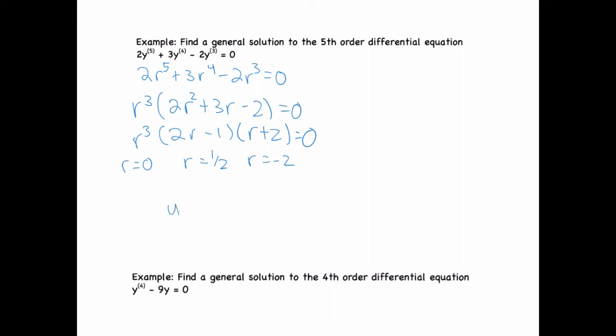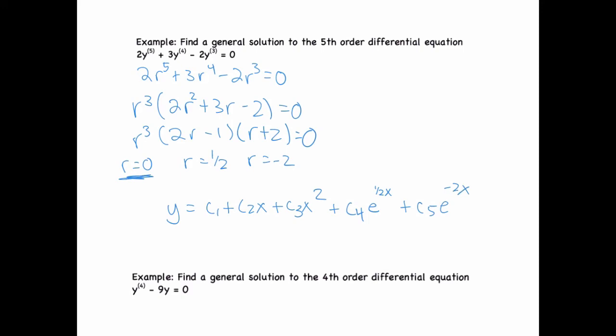So when I'm writing that solution out, from the r equals 0 with multiplicity 3 part, I'd have c1 plus c2x plus c3x squared. Now technically, those are all multiplied by e to the 0x, but like I talked about in that first little mini example, I'm not going to bother writing the e to the 0x every time. My guess is you probably won't either, and that's just fine. Then I have my fourth constant with e to the 1/2 x, and my fifth constant with e to the -2x.